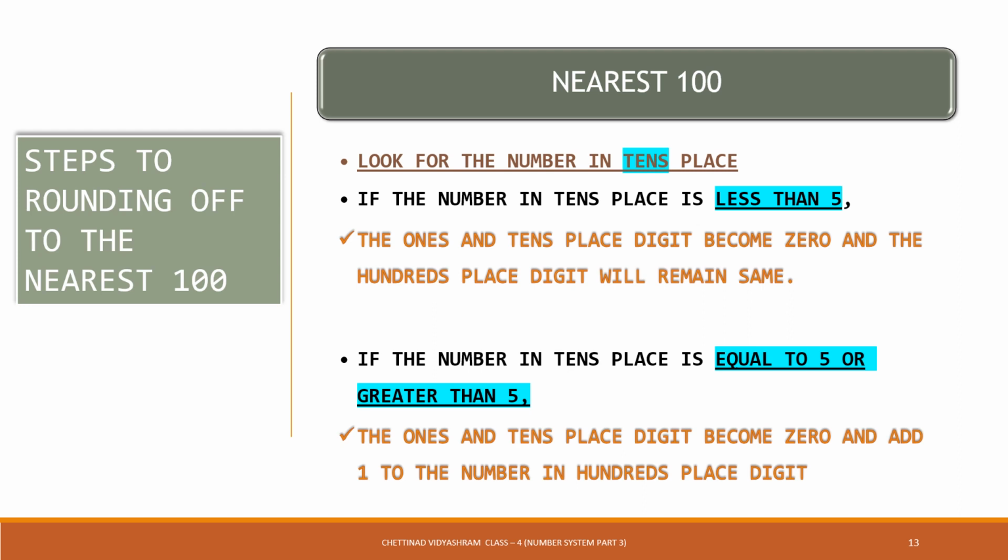Understood, children? So to round off a number to the nearest 100, we have to look for the number in the tens place. If it is less than 5, keep the ones and tens as 0 and the hundreds place remains the same.